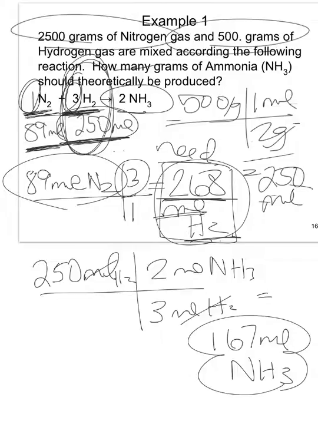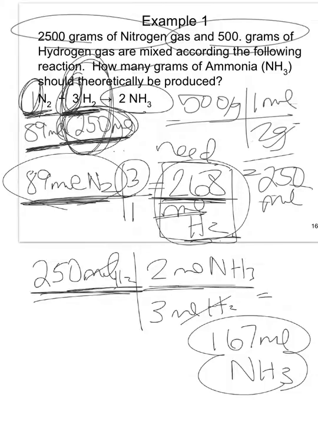If you look at this as a ratio of 3 to 1, now I started with 89 moles of nitrogen. I needed 268. I didn't have it. All I had was 250. That was my limiting. I used my limiting to find my product. That only makes sense. That's the thing that's going to run out first. There'll be leftover nitrogen here.